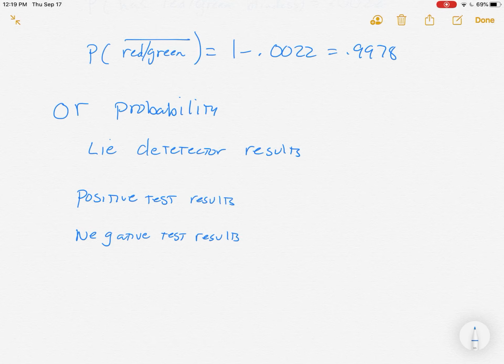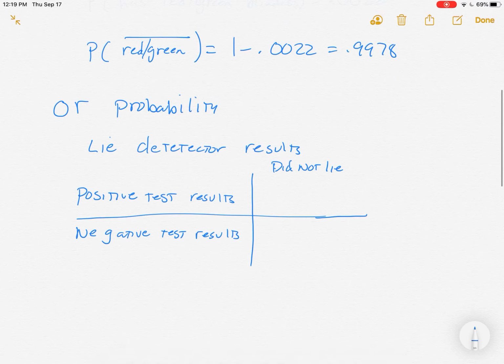Now what happens with the lie detector is it's not very accurate. In fact, no test is completely accurate. And so what we are doing is testing the test. So what they have written up here is did not lie. Now if somebody did not lie, they should get a negative test result. And 32 people who did not lie got that negative test result. But 15 did. 15 got a positive test result.